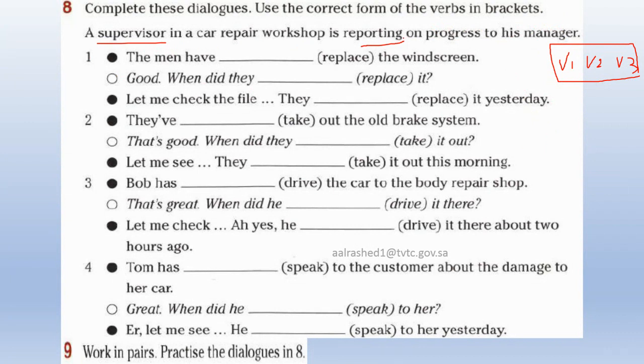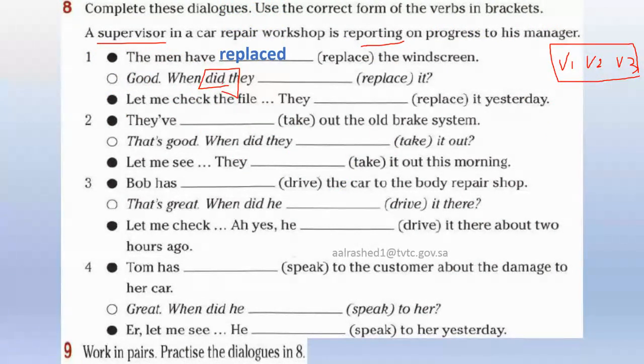Okay, so as you can see, we are talking about something that happened in the past. Some of these have time, while others we don't have specific time. It means it is unsettled business. What do you mean by that? It has a connection to the present time. Okay, the men have replaced. Replace is not in the irregular verb list. As a result, we simply add ed to the verb. Replaced. Good. When did they?